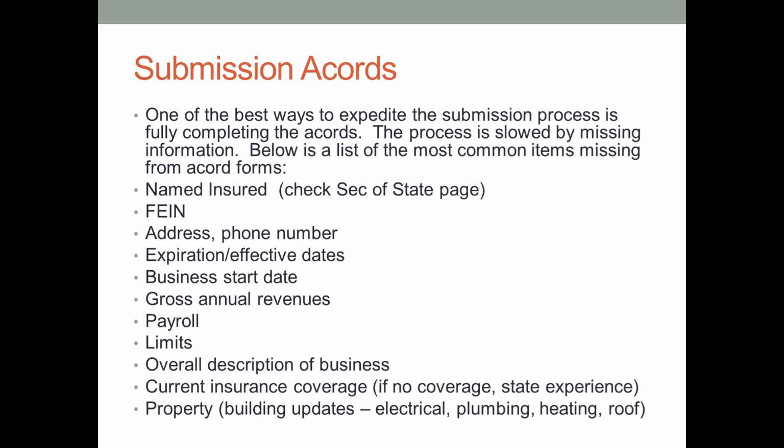An insurance policy is a legal contract, so we do have to get the named insured correct. It can be an issue if there's a claim. Also, sometimes you have to rewrite the policies if the named insured is not correct. The FEIN is very important. That's how we track commercial policies. It's the Social Security number for commercials, so to speak.